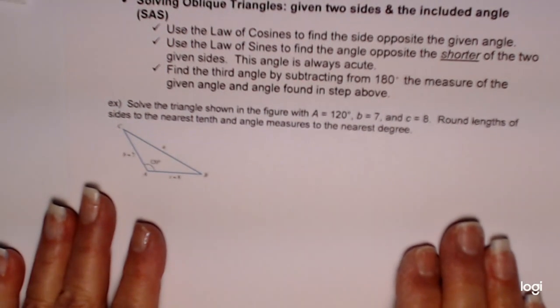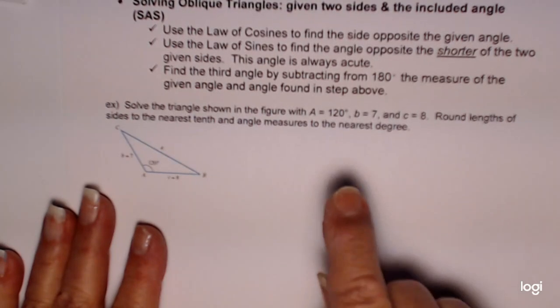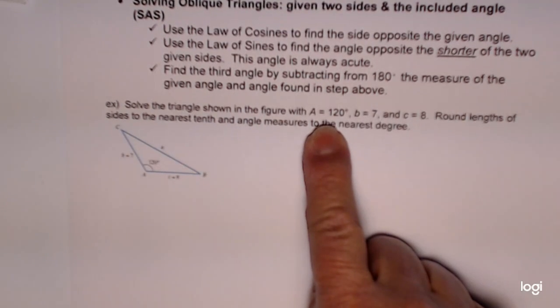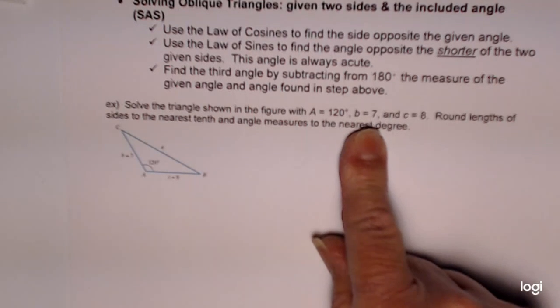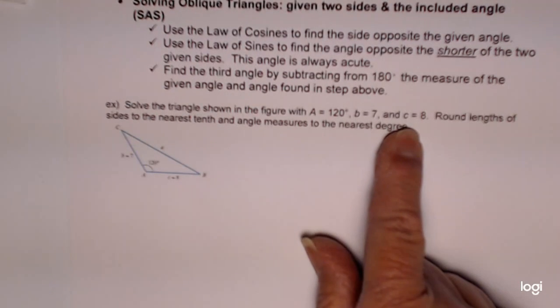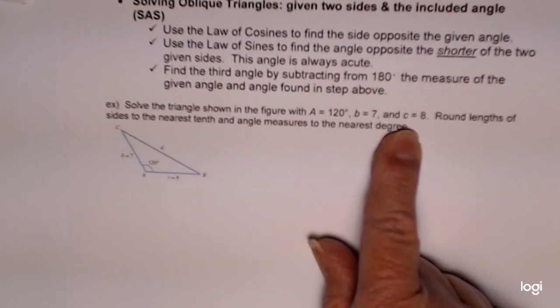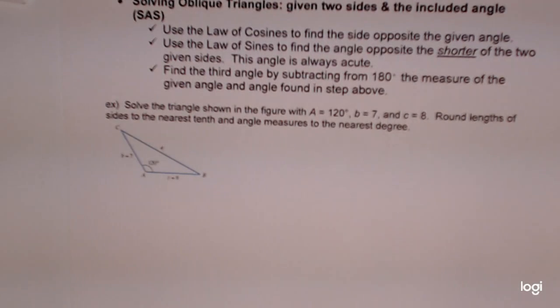In this example, as we took a quick look at, we're given angle A is 120 degrees. We're told side B is 7 and side C is 8. So we can't use the law of sines because we can't create a ratio.